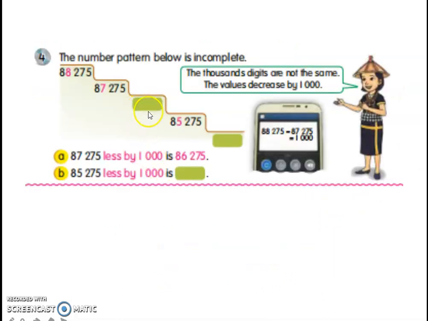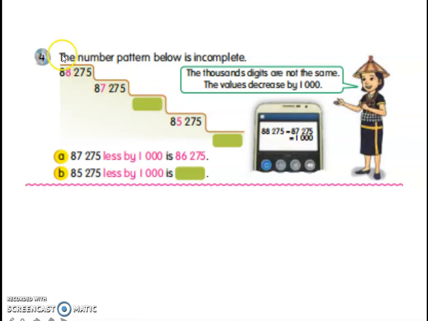Now we have to fill in the missing numbers. There are 3 numbers here, and we have to fill in the other 2. 88,275, 87,275, and this is empty, 85,275. Let's find out what this number is.